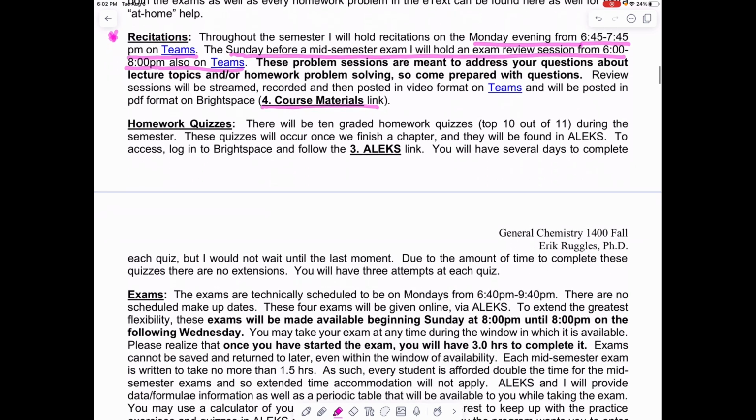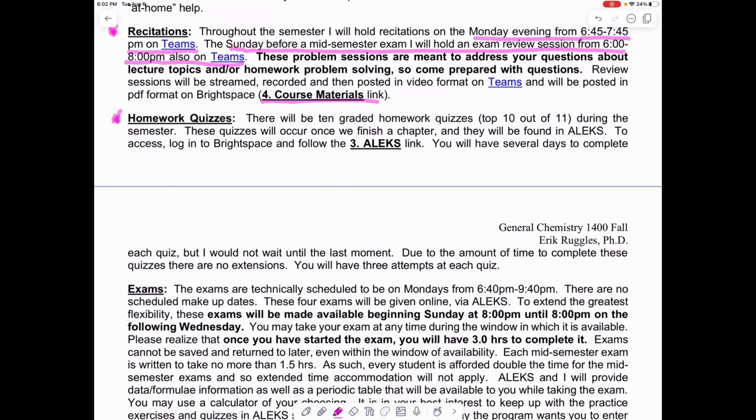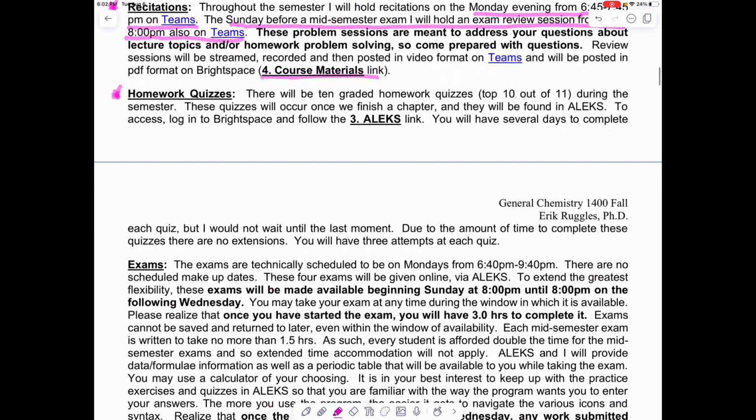Throughout the semester, we're going to have homework quizzes. There's going to be 10 graded homework quizzes, basically 10 out of the 11 chapters that we will be covering. Once we finish a chapter, I'll then assign a homework quiz for you to do. Normally you have about a week to complete the quiz, but I'll make sure those dates and times are very apparent in announcements.